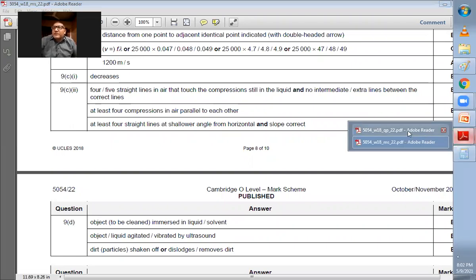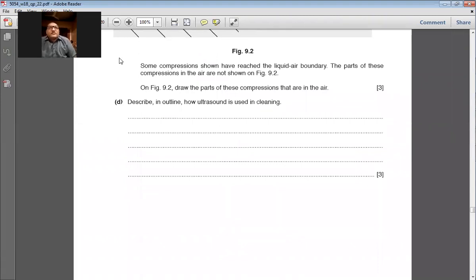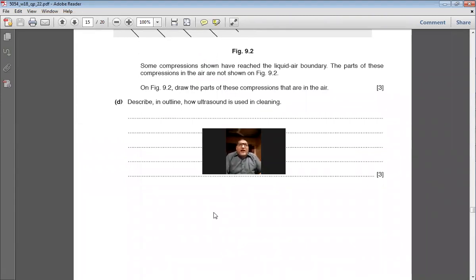The next question coming up on your screen is, so this is the question. Describe in outline how ultrasound is used in cleaning. You see what we do, we take a utensil, in that utensil we put some cleaning fluid, and then for example, let's say you have jewelry and you want to clean that jewelry. So you will submerge or dip the jewelry into that cleaning liquid, and then we have an ultrasound emitter. So we will emit the ultrasound pulses into that cleaning fluid.